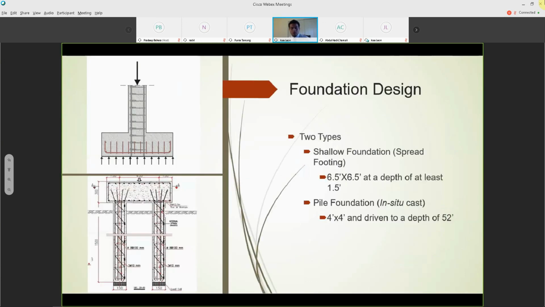For our foundation, some soil parameters were given to us in the process, and along with our foundation design methods, we determined that our spread footings or shallow footings would be 6.5 feet by 6.5 feet, and placed at a depth of at least 1.5 feet to support the allowable load of 800 kips imposed by our structure. For our pile foundation, they would be 4 foot by 4 foot as well, and driven to a depth of 52 feet to support the allowable load.